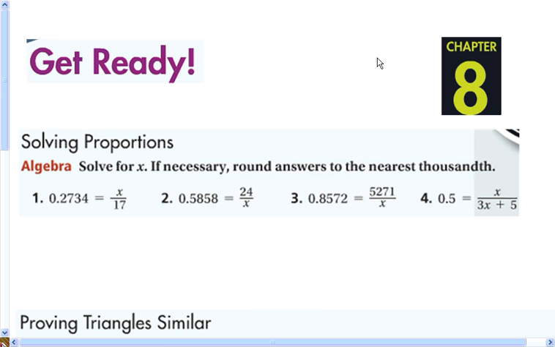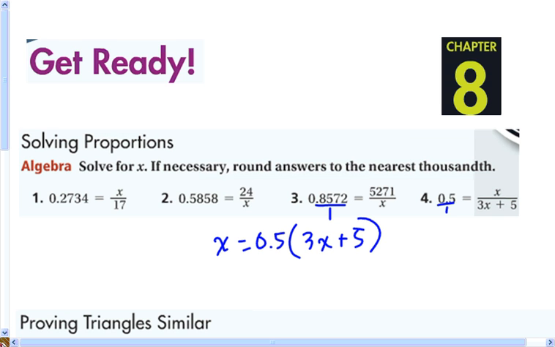So, I'll do a couple of these problems just so we remember how to do these. These are actually proportional if we think of these ratios as over 1. So number 4, that would be the one maybe that you would have the most trouble with. We have x times 1 should equal 0.5 times quantity 3x plus 5.